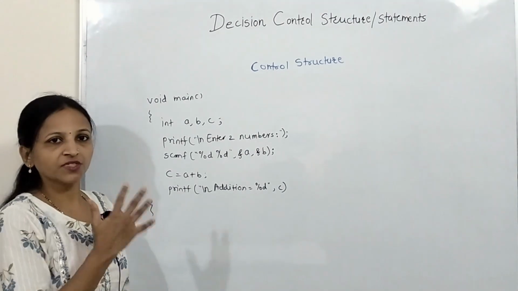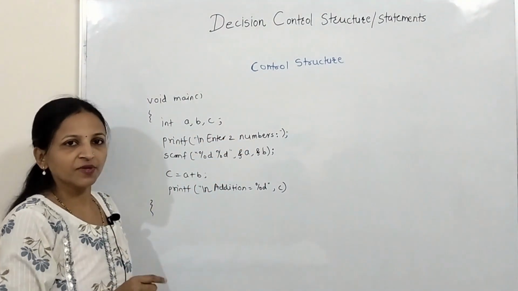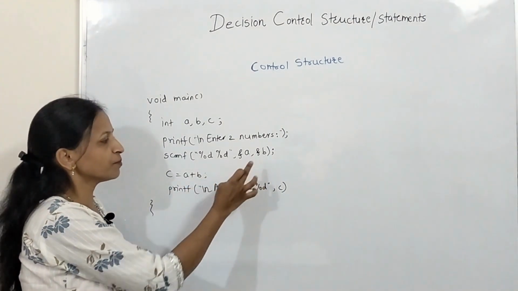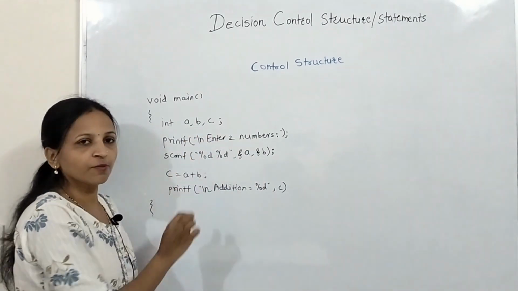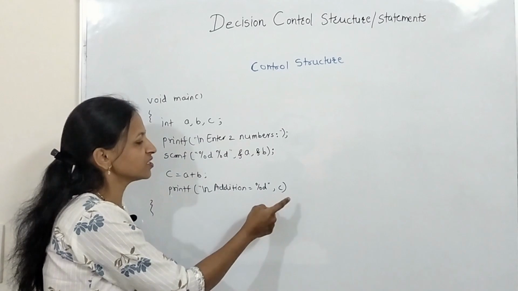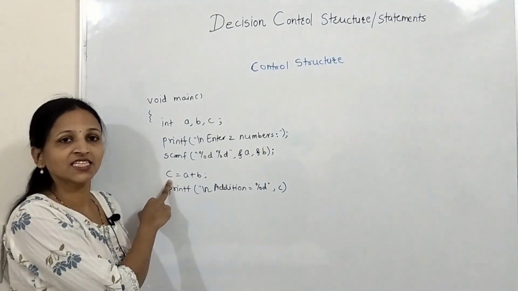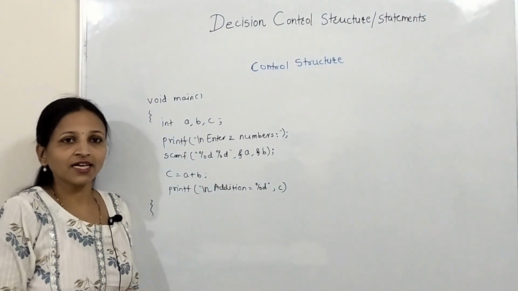Now this is the program for addition of two numbers in C language. We have written some statements inside it. Just see, we have declared three variables, a message is displayed asking to enter two numbers, then the user enters two numbers, and those are scanned and stored inside A and B. Then the addition takes place, and the addition stored inside C gets displayed. Here the execution process is like this.